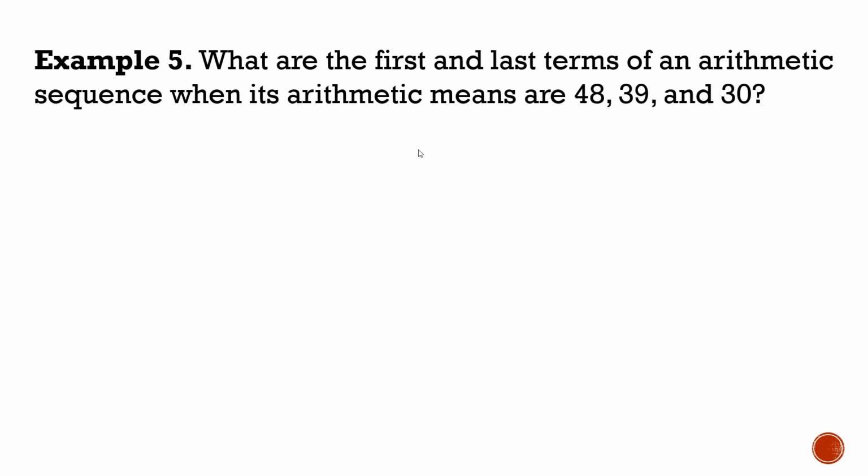What are the first and the last terms of an arithmetic sequence when its arithmetic means are 48, 39, and 30? So this time, what's given are the arithmetic means. We need to find the first and the last terms. Let's see, how are we going to solve this? So A1, we don't know.